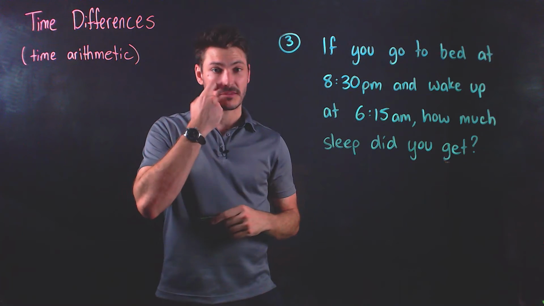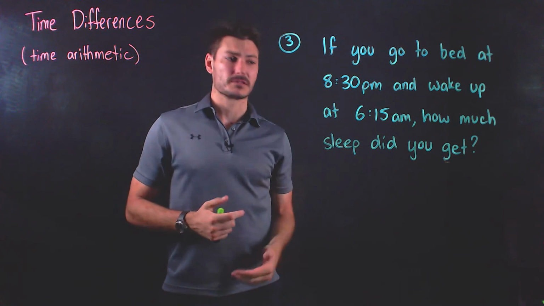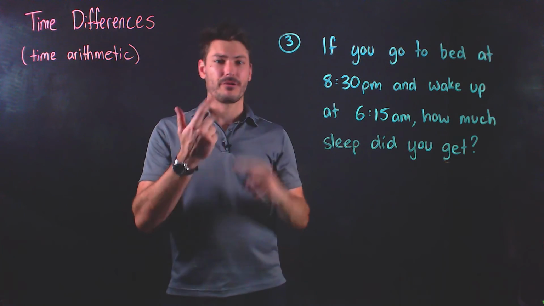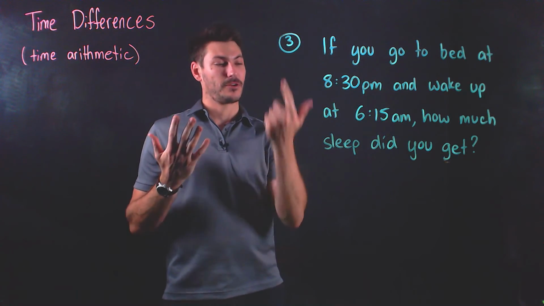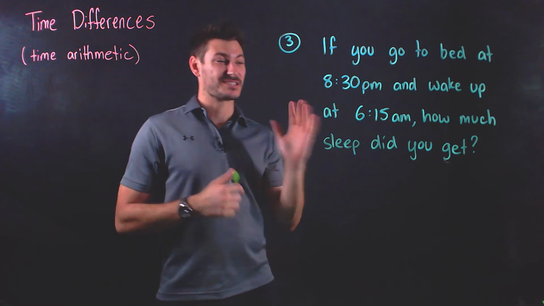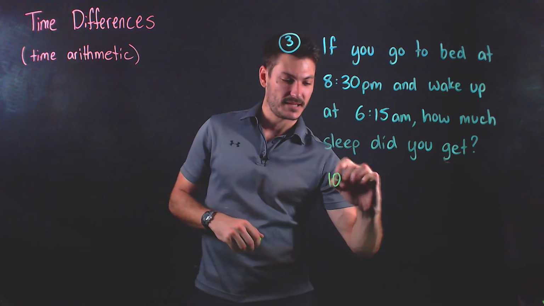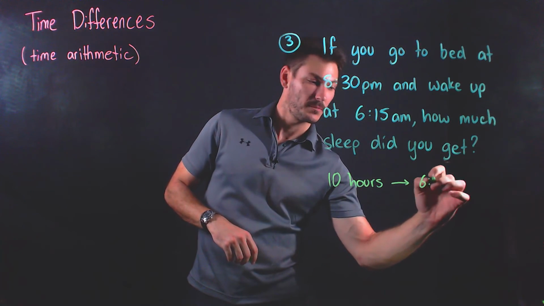So my strategy would be to think and just count in terms of pure hours. So I'm at 8:30 p.m. Another hour would be 9:30 p.m., 10:30, 11:30, 12:30, 1:30, 2:30, 3:30, 4:30, 5:30, 6:30. After 10 hours, I'm at 6:30 a.m. Okay, so I'm just going to make a note of that. So I'm going to say 10 hours takes me to 6:30 a.m.